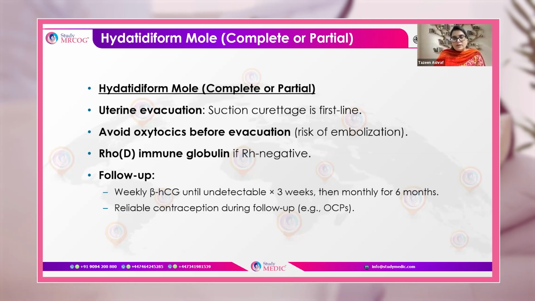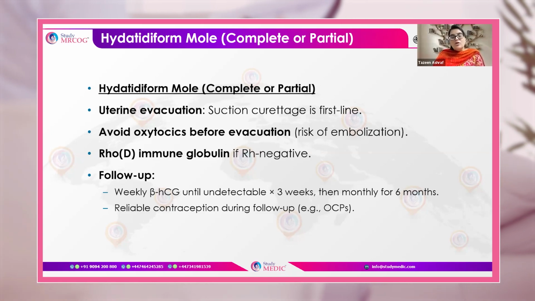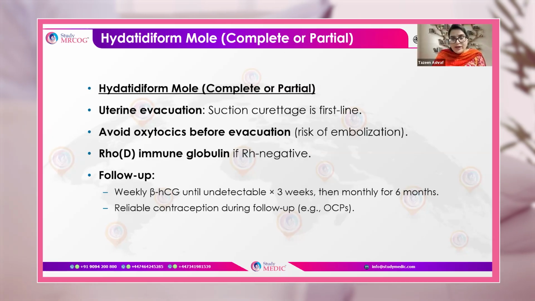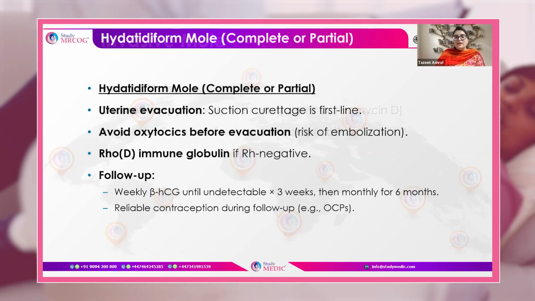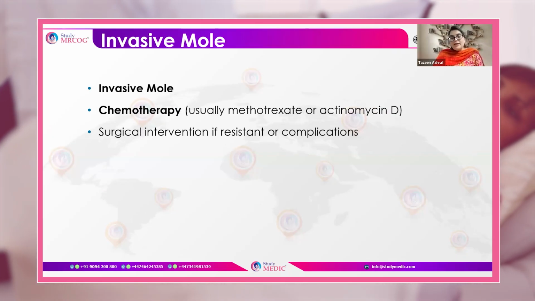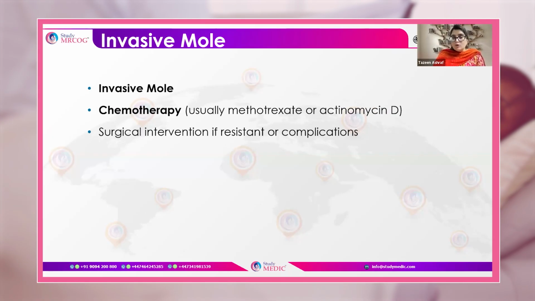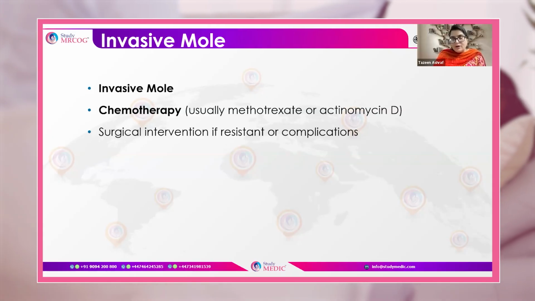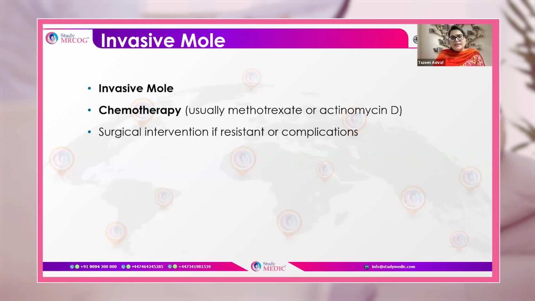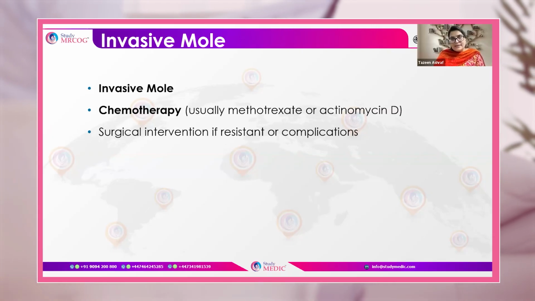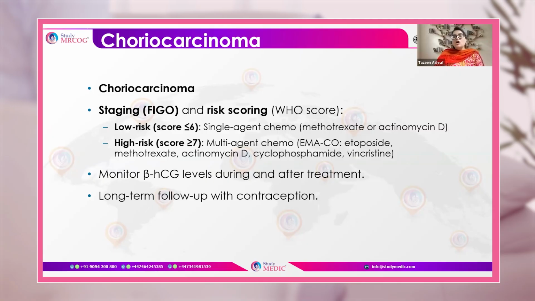Reliable contraception is important. Intrauterine contraceptive device should be avoided. However, OCPs can be given once the beta HCG level has returned to normal. In case of invasive mole, chemotherapy is the treatment, which is methotrexate or actinomycin D. Surgical intervention is needed if the patient is resistant or if complications are there.